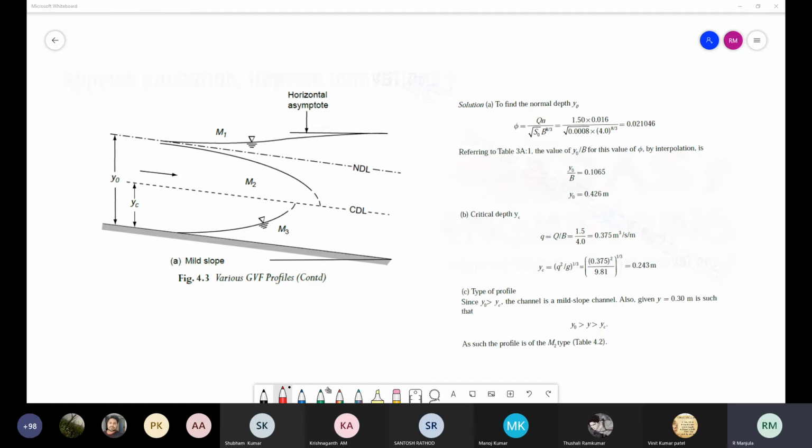Similarly, for trapezoidal channel, we can analyze different flow conditions. So this is another problem we will see.